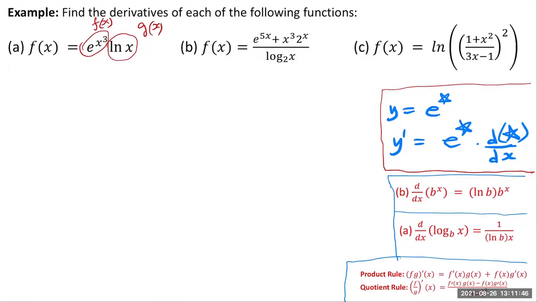Then you get f prime of x is equal to, you need to take the derivative of this one first. How do you take the derivative of e to the power x cubed? Well, you use the star rule. If you have e to the power star, how do you take the derivative of that? The derivative of e to the power star is equal to e to the power star times the derivative of the star. Okay, so let's apply that here.